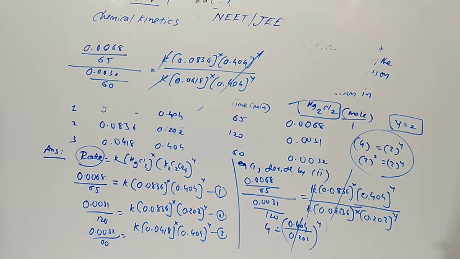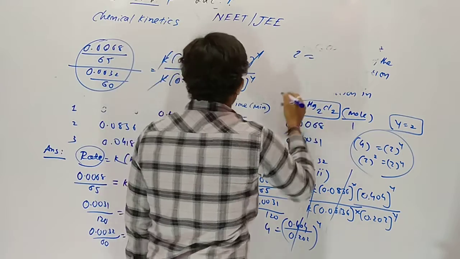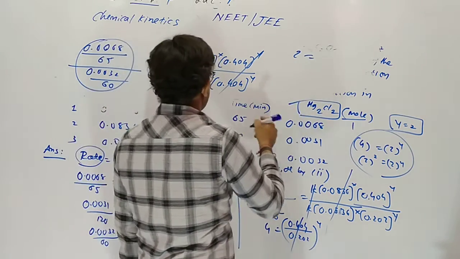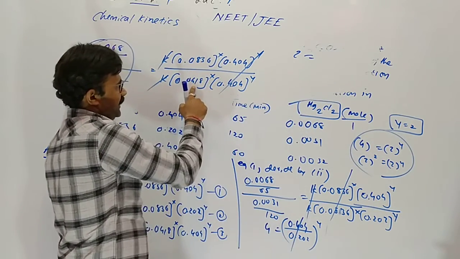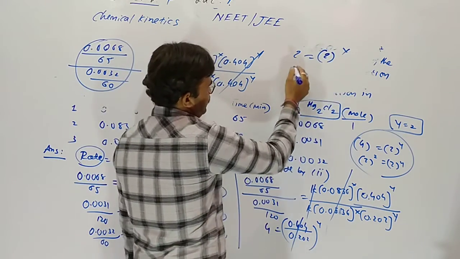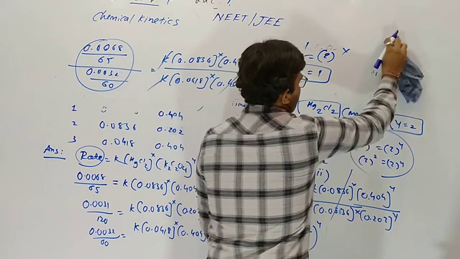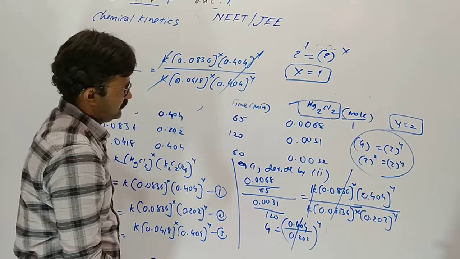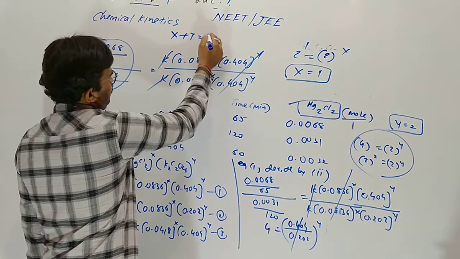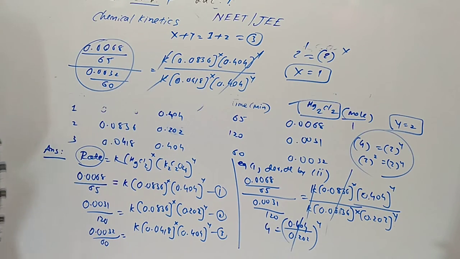So here the division of it will be 2, and 0.4 to the 8, 18 to the 36. So here will be 2, 2 raised to x, so here 1. So x equal to 1. So the order of reaction is x plus y, so 1 plus 2, so 3. The order of reaction here is 3. Understood?